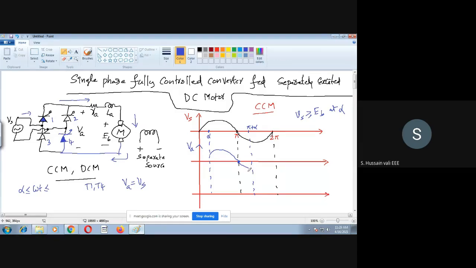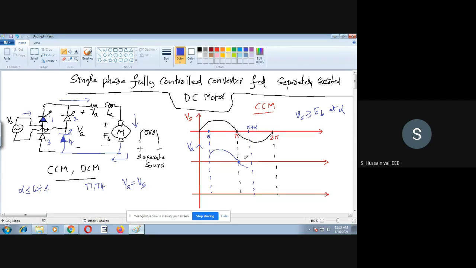But now, as you do not have the freewheeling diode in this particular circuit diagram which I have drawn, definitely 1 and 4 have to conduct. When 1 and 4 are conducting, output voltage VA is the same as the supply voltage. Now the supply voltage is negative, so output voltage is also negative. This has happened after pi.